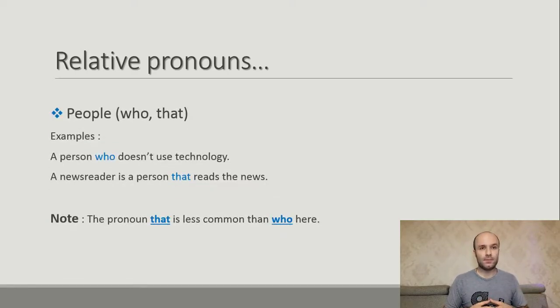So, for people we use who or that. Okay, again, that is used for things and people both. Examples: a person who doesn't use technology. We are talking about the person, so we use who. A newsreader is a person that reads the news. Okay? There's a note here. The pronoun that is less common than who here. For people, it's better to use who.